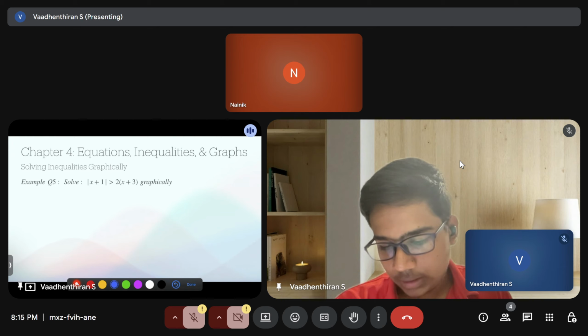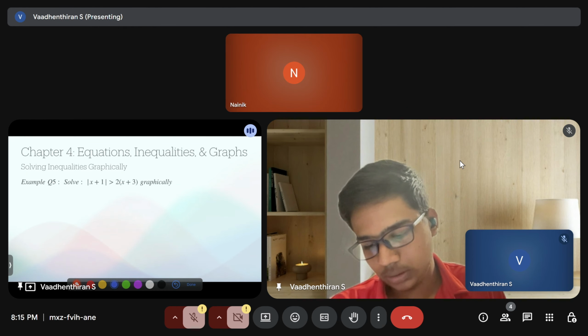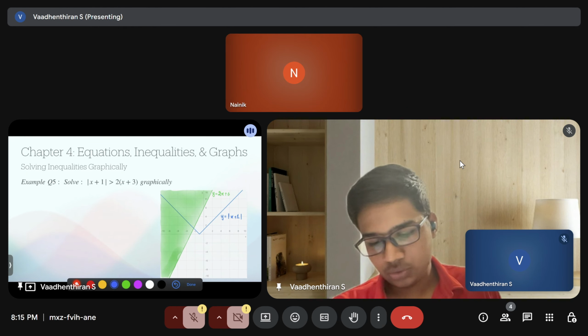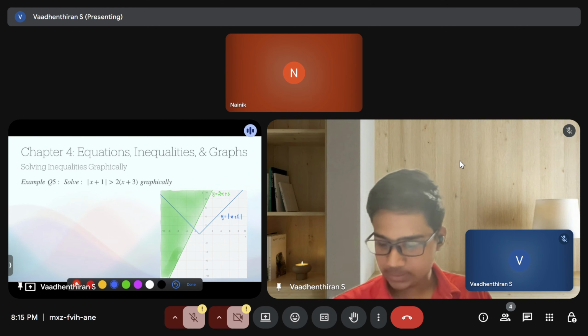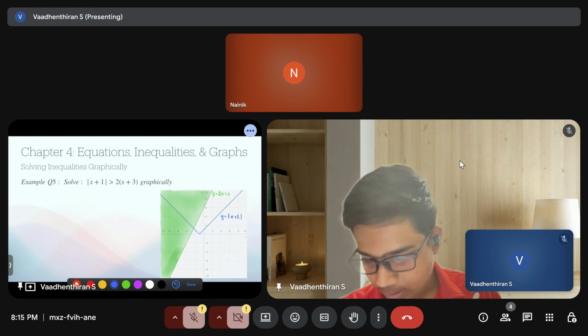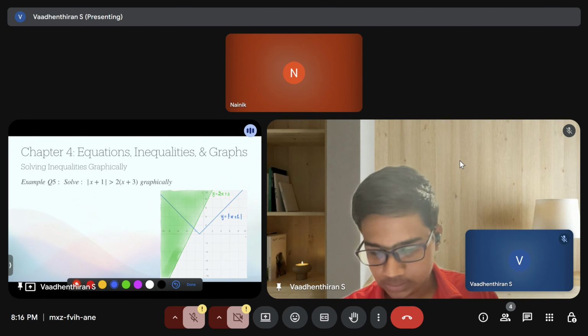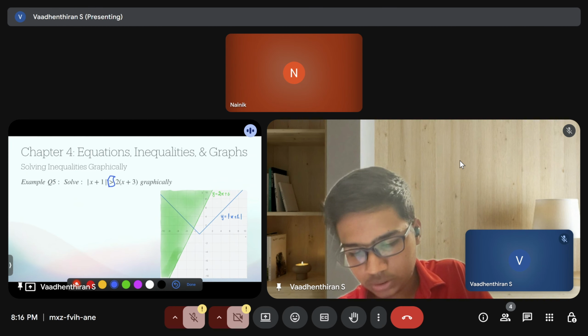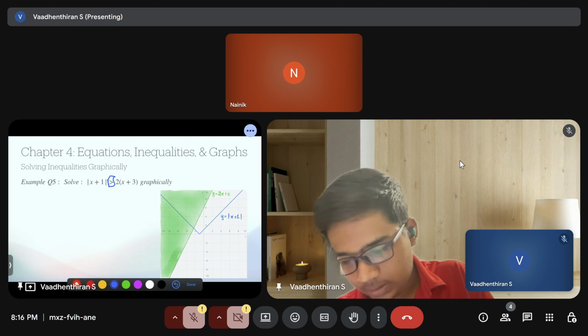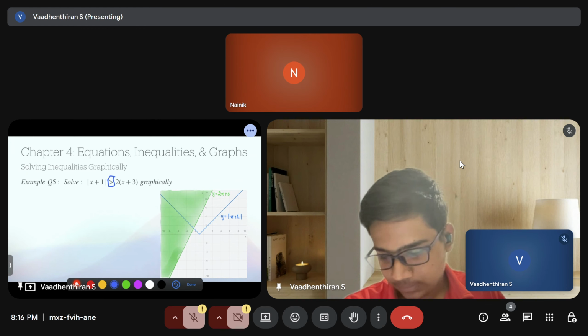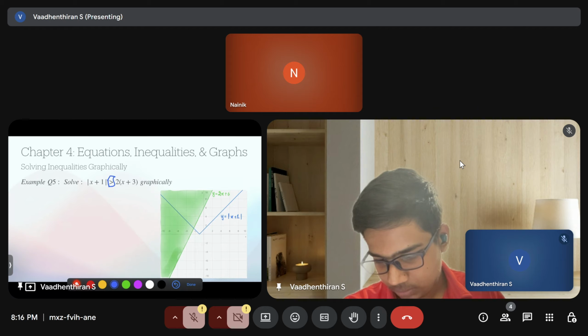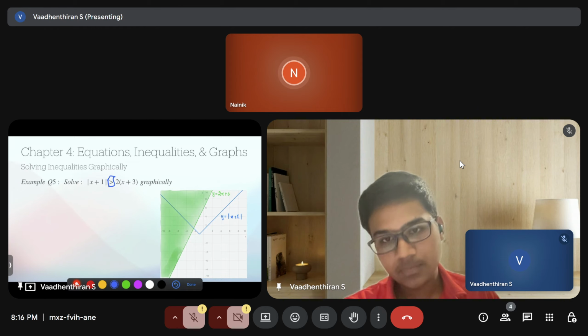So to do it graphically, you need to draw the two graphs in one, draw the two axes and then draw the graph and see where it intersects depending on the sign. So here it is greater than, so it should be on the greater hand side. Got it? Yeah, so to solve this, I'll do x plus 1.